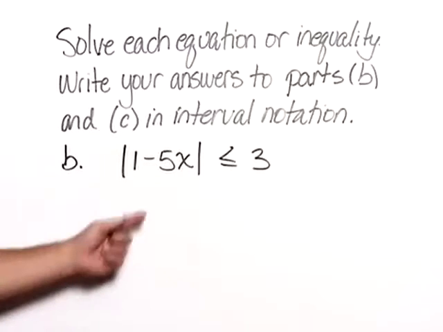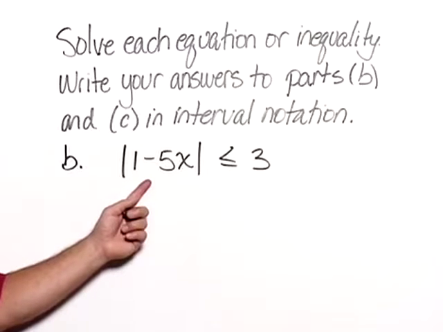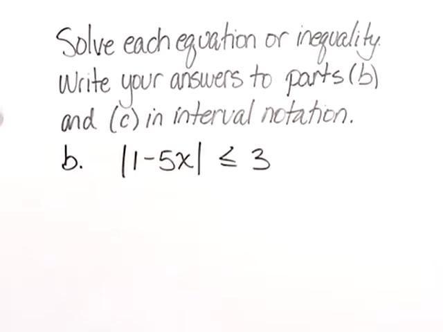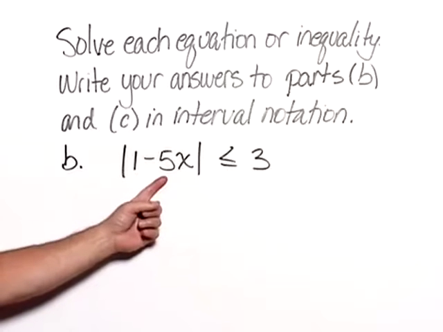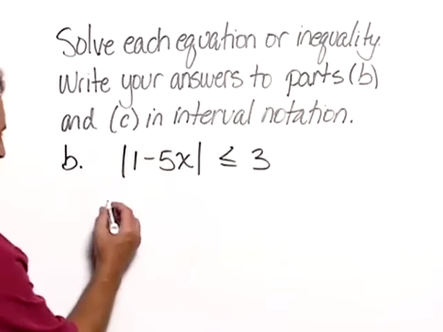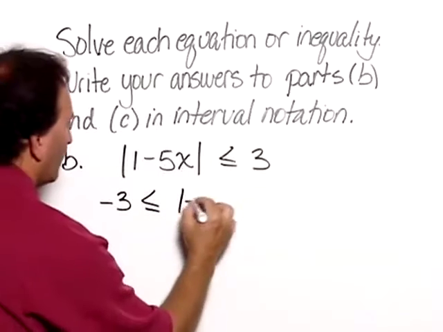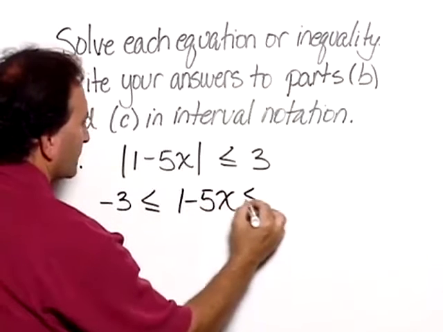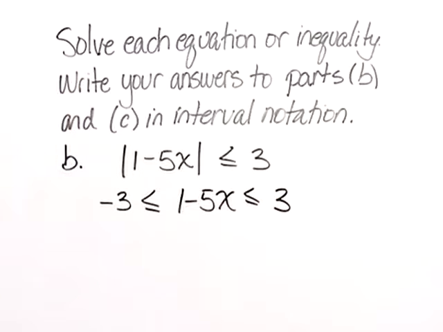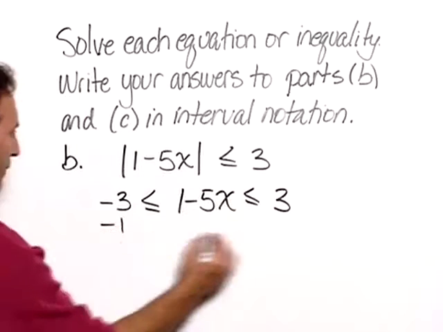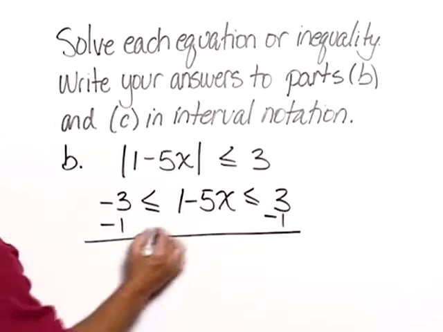Part B, the expression absolute value of 1 minus 5x is less than or equal to 3. In this example, what we do is we set up an inequality of negative 3 is less than or equal to 1 minus 5x, which is less than or equal to positive 3. And now we solve all three parts simultaneously.